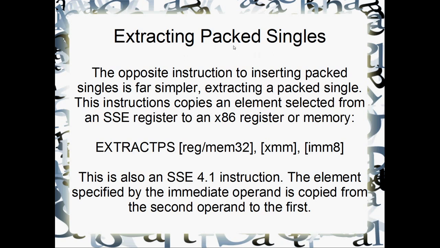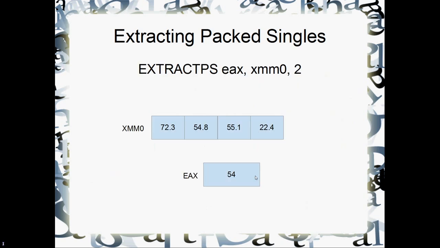Okay, extracting packed singles. Things get a lot easier from here on in. That's a tricky instruction, but they're a lot easier after that. The opposite to inserting a packed single is extracting a packed single, and this takes 3 operands as well. The first one can be a 32-bit register or memory operand. The second is an SSE register, and the third is an immediate 8 value. Once again, this is an SSE 4.1 instruction, so you mightn't have this on older AMD chips.